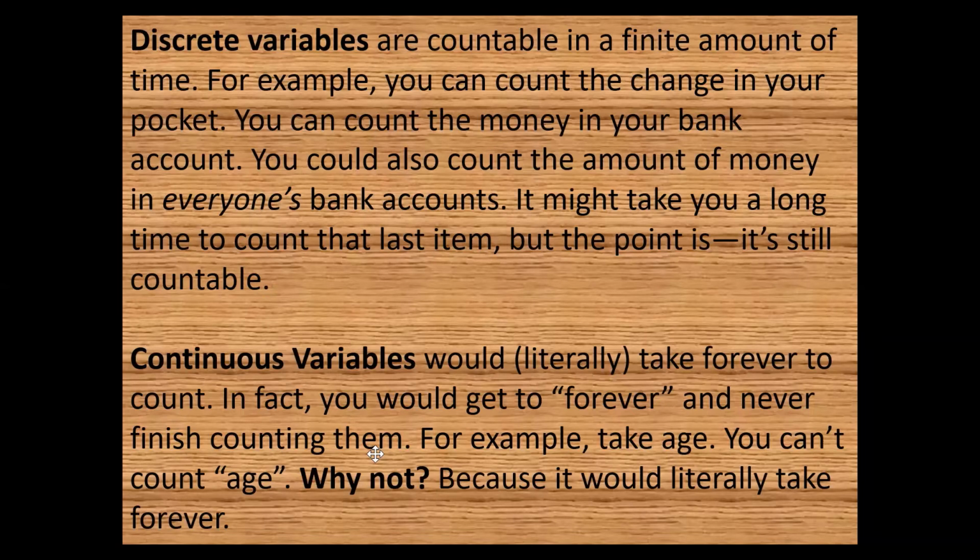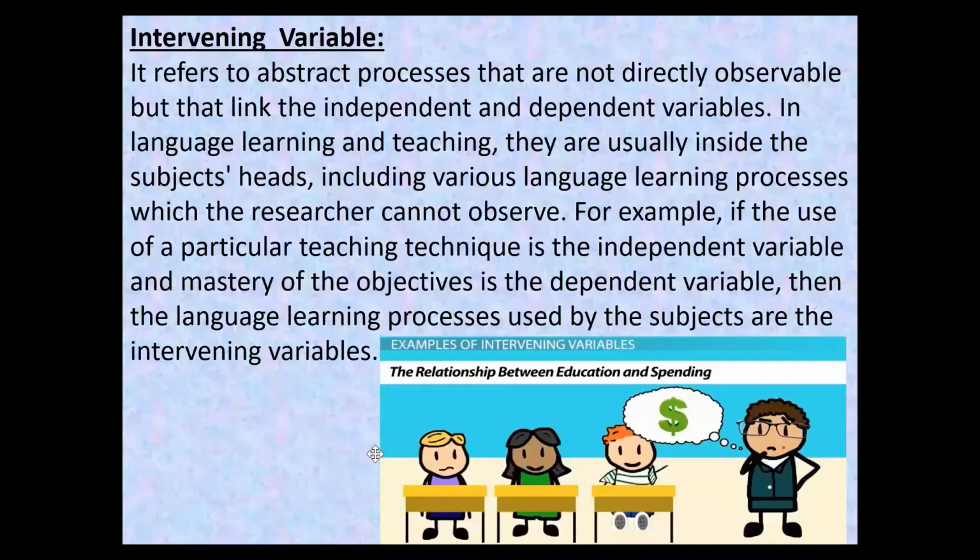So discrete variables are always countable in a finite amount of time, while continuous variables would literally take forever to count. In fact, you would get to forever and never finish counting them. For example, take age. You cannot count age. Why not? Because it would literally take forever. So this is the basic difference between discrete variable and continuous variable.